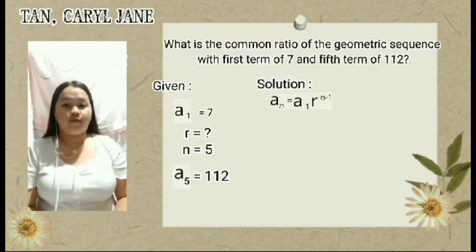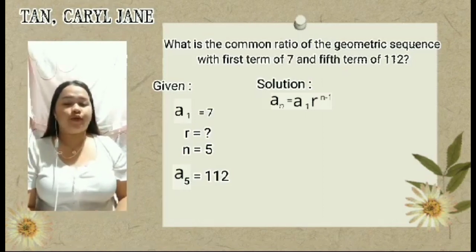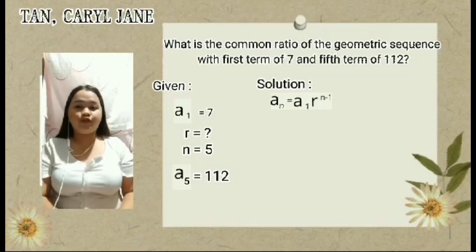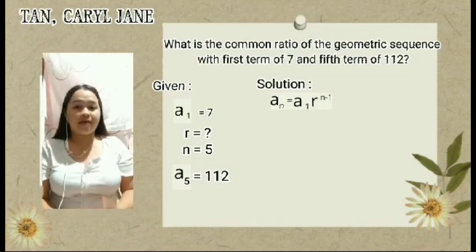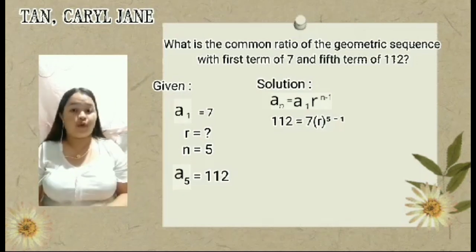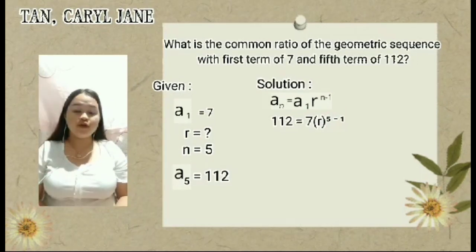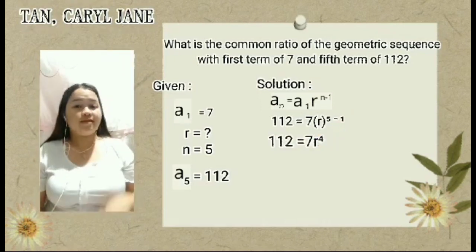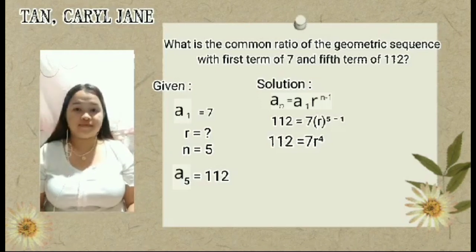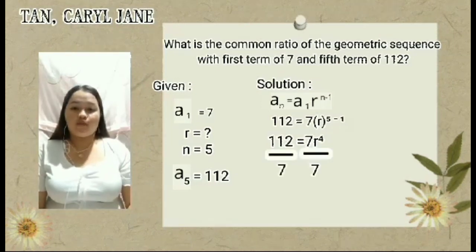First, write the formula, which is a sub n is equal to a sub 1 multiplied by r raised to n minus 1. Then after that, substitute the given numbers: a sub n is equal to 112 and a sub 1 is equal to 7 multiplied by r raised to the term position 5 minus 1. So next, let's solve first the exponent, which is 5 minus 1. So 5 minus 1 is equal to 4. Since we are looking for the r and not r raised to 4, let's divide by 7 on both sides of the equation. The answer is 16 is equal to r raised to 4.